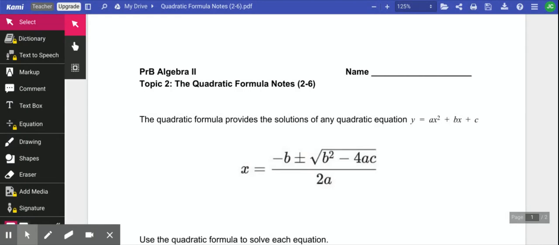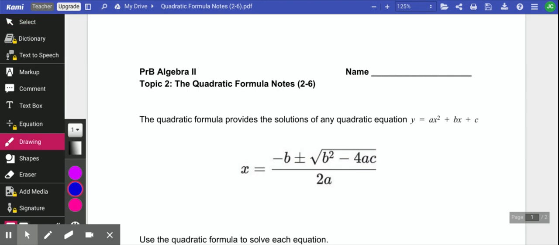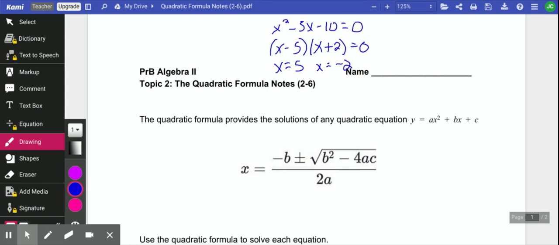In this chapter, talking about quadratics, we have talked about several ways to solve quadratic equations. My favorite method is to factor. So if we had something like x squared minus 3x minus 10 equals 0, we would just factor it into this, set both of those equal to 0, and those would be our solutions. Unfortunately, not every equation can factor, so that doesn't always work.